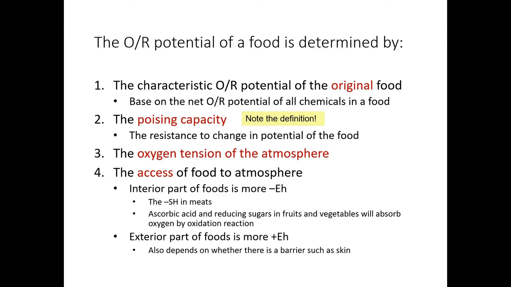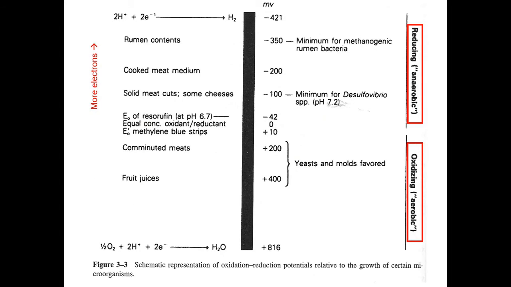So typically you'll find that the interior part of the foods is going to be more electronegative, lower EH. So this is because there's going to be less oxygen available on the interior part of the foods, but then on the exterior part there's going to be more oxygen available, so it's going to have a higher EH. And if there is a barrier such as skin on the food, it can also have an effect on that because it's going to limit the amount of oxygen that's available. Okay, so here it shows you the different EH of different foods, so how reducing or oxidizing they are.